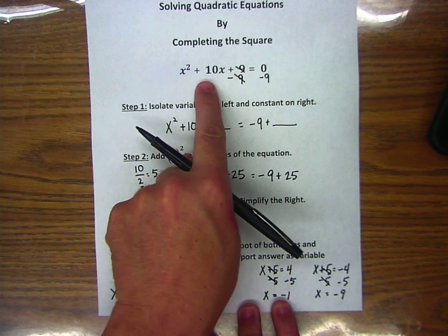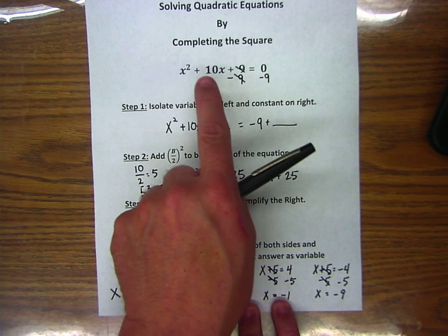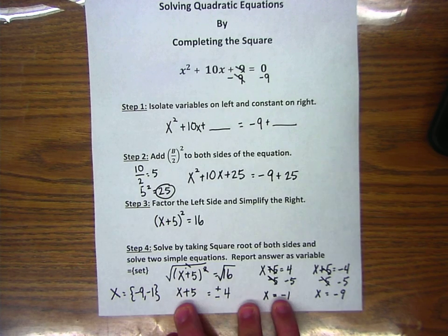I can check it by plugging negative 1 and negative 9 into that equation, and I'll see that when I do, I get a 0 on the left and a 0 on the right.